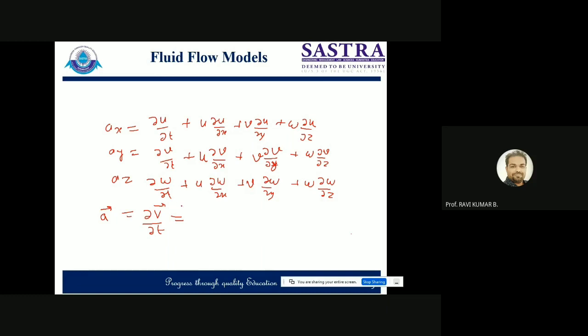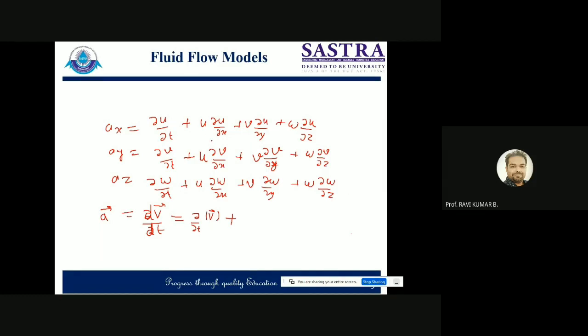So basically, what you are getting here is nothing but dou by dou t of resultant velocity. And this is total, so here you need to write: total derivative is nothing but local derivative. This is the first term. Second term, just look at this. Give a bracket here, add i. Here give a bracket, add j. Here give a bracket, add k. So what will you get?